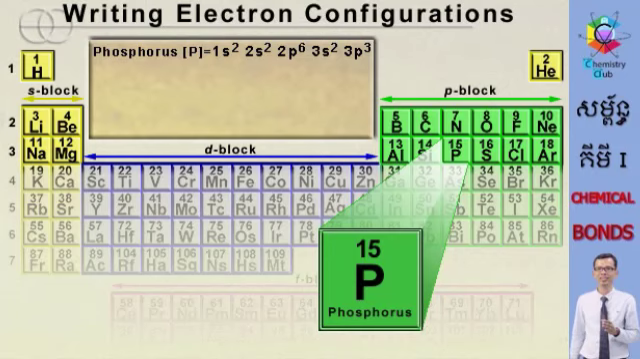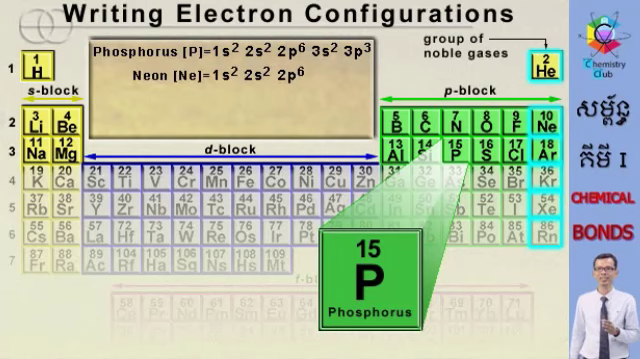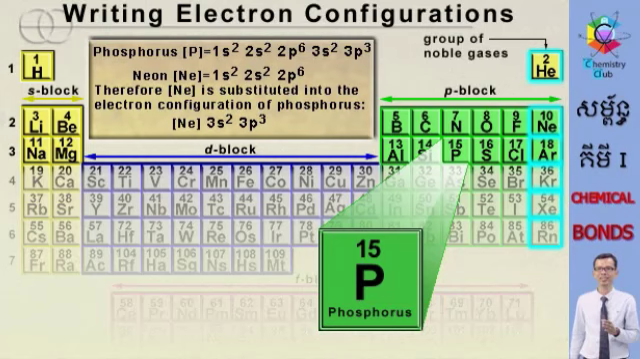Lengthier electron configurations can be abbreviated by substituting the electron configuration of the noble gas that lies prior to the atom you are describing with the noble gas's symbol. For example, the electron configuration for neon is 1s2, 2s2, 2p6. Therefore, this portion of the configuration can be replaced with the symbol for neon in the electron configuration of phosphorus, Ne 3s2, 3p3.